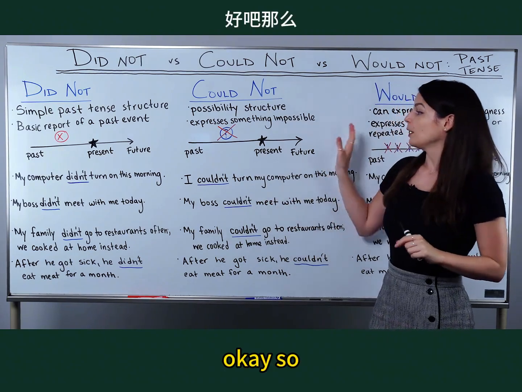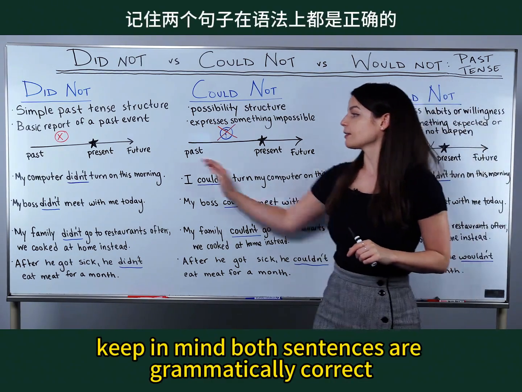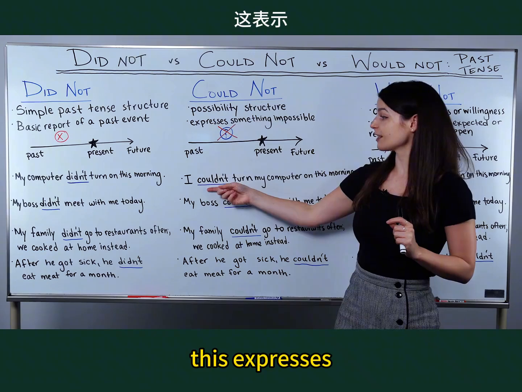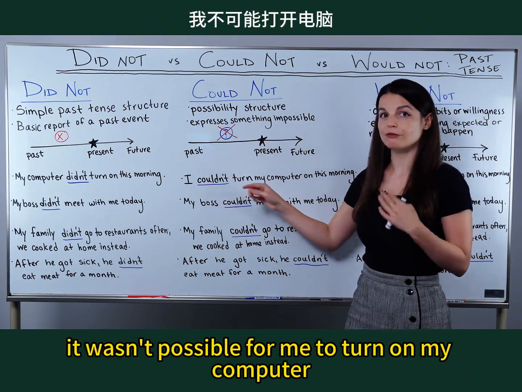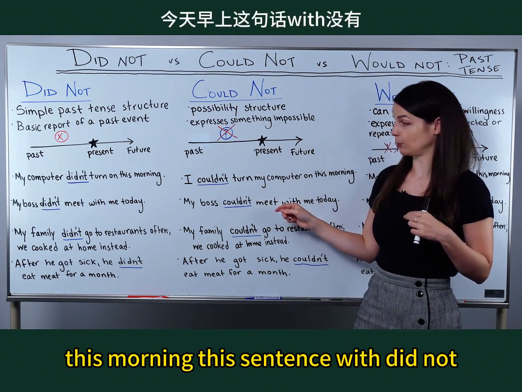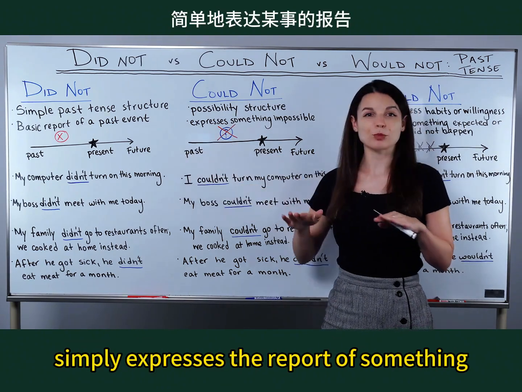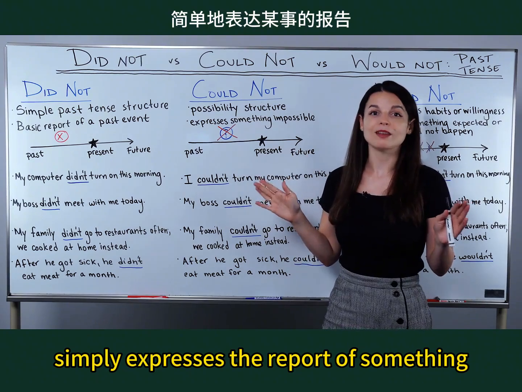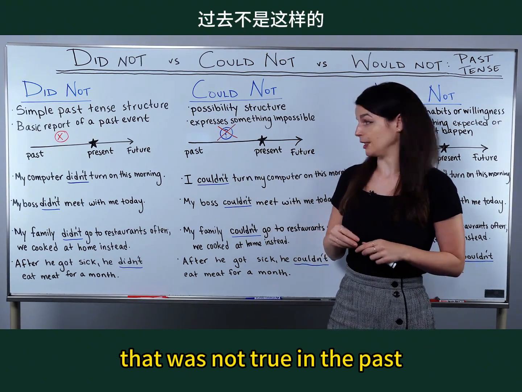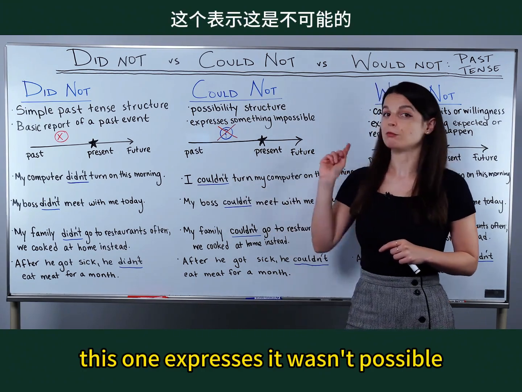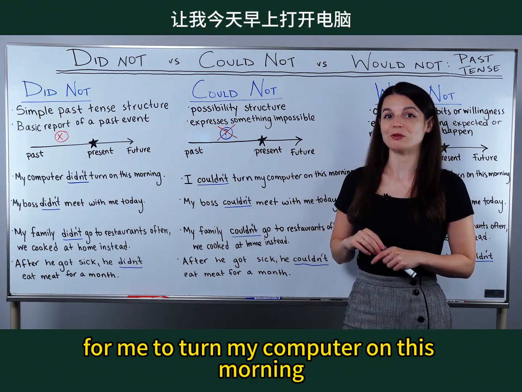Okay, so keep in mind, both sentences are grammatically correct, but they express different ideas. This expresses it wasn't possible for me to turn on my computer this morning. This sentence with did not simply expresses the report of something that was not true in the past. My computer didn't turn on this morning. This one expresses it wasn't possible for me to turn my computer on this morning.